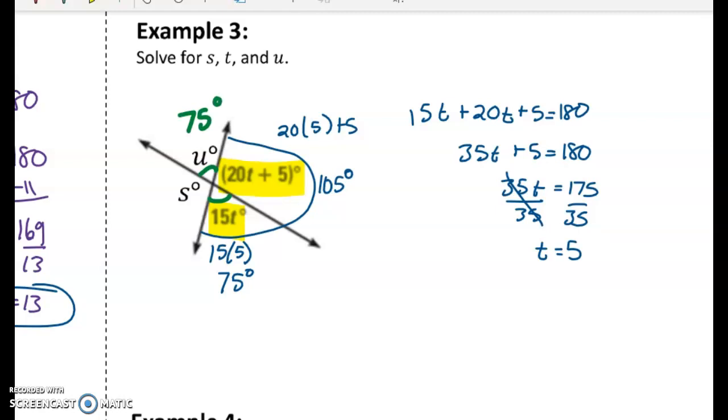Okay, so now, based on what I have, how big is S? All right, so this angle is 105 degrees, and it's the same as S, so S is also 105 degrees because S and 105 degrees are vertical angles, so they are congruent.